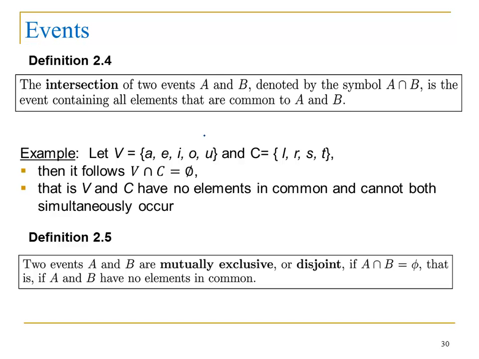So another definition, two events A and B that are mutually exclusive or disjoint have the intersection equal to the empty set. That is, A and B have no elements in common. So mutually exclusive, they cannot happen at the same time. Okay? So in such cases, we have the intersection equals the empty set.